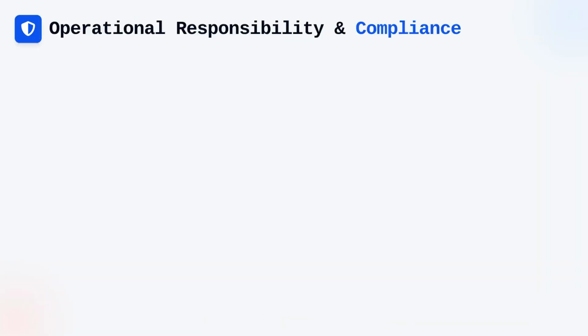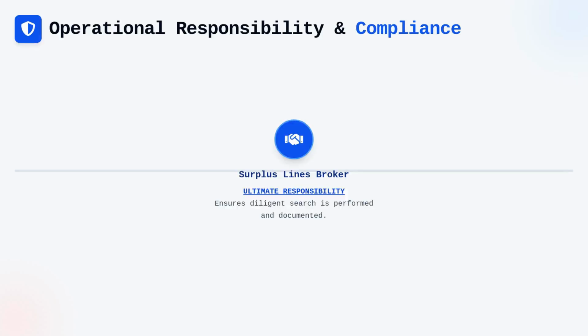The operational responsibility for this process falls heavily on the licensed producer and the surplus lines broker who handles the placement. When a standard agent or broker cannot find coverage, they often work with a wholesale surplus lines broker to access non-admitted carriers. However, the surplus lines broker remains ultimately responsible for ensuring that a valid diligent search was performed and documented before the coverage is bound.